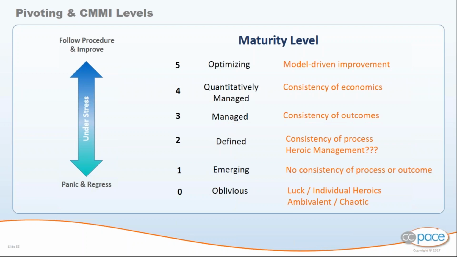At level 2, we're starting to see progress. We're good enough to make a pizza with the right ingredients and the right recipe consistently. Level 3, where we're managed, well, we can actually, figuratively speaking, of course, make a pizza and deliver it out to the customer, with consistency of outcome. And when you're quantitatively managed, well, you can make the pizza, deliver it hot to the customer, and actually make a profit.